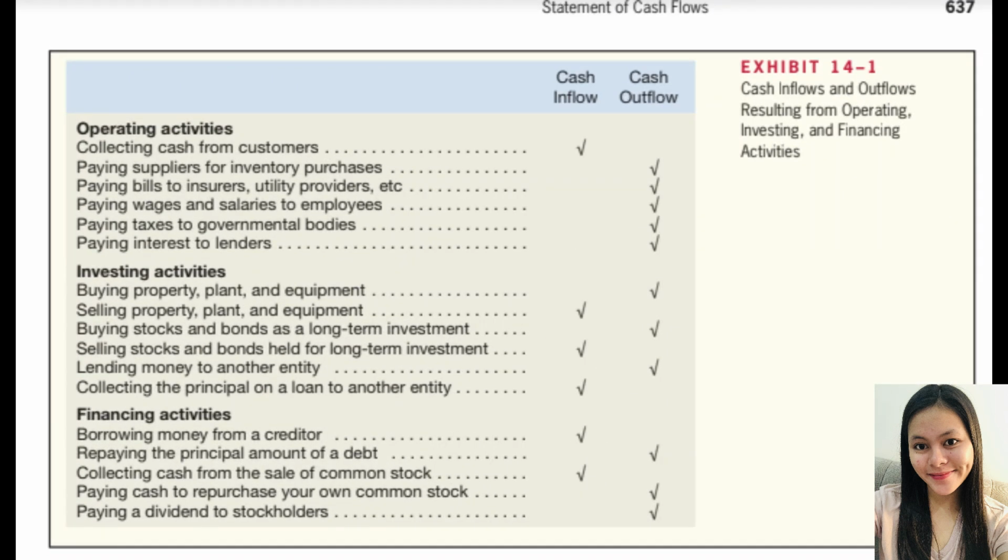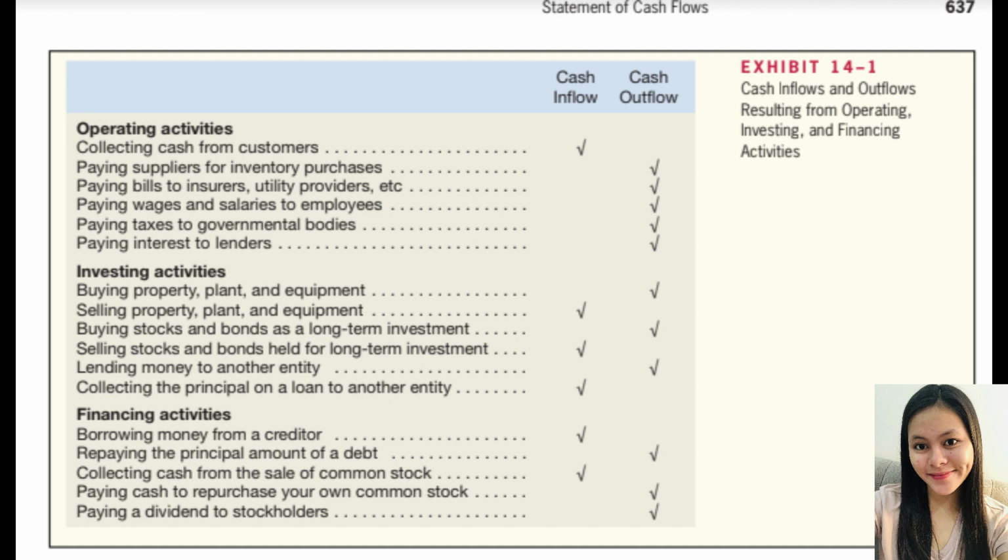The picture shown on your screen shows the cash inflows and outflows resulting from operating, investing, and financing activities. When we say operating activities, these generate cash inflows and outflows related to revenue and expense transactions that affect the net income. While the investing activities generate cash inflows and outflows related to acquiring or disposing of non-current assets such as property, plant and equipment, and long-term investments, as well as loans and other entities.